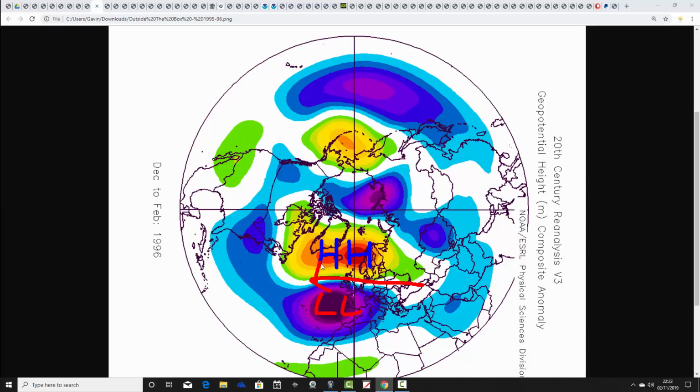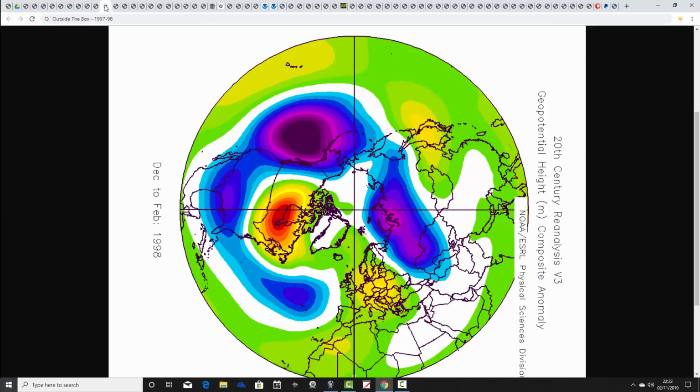But when the cold weather went away, it never really came back. And I think late January, February, March of 1966 were generally on the mild side.